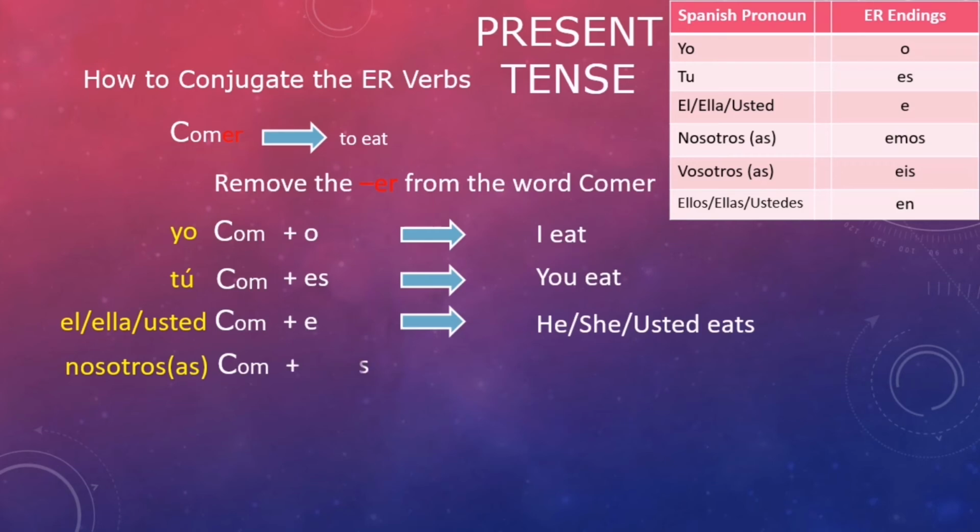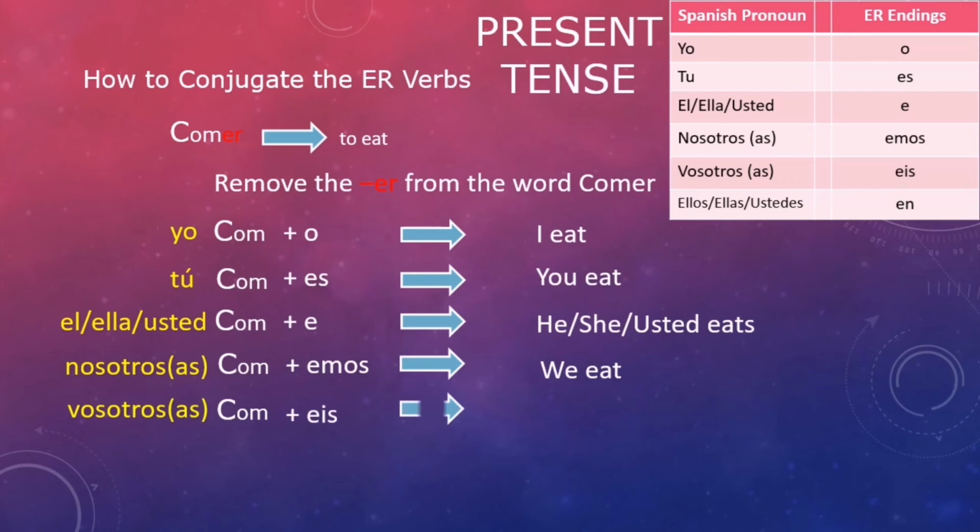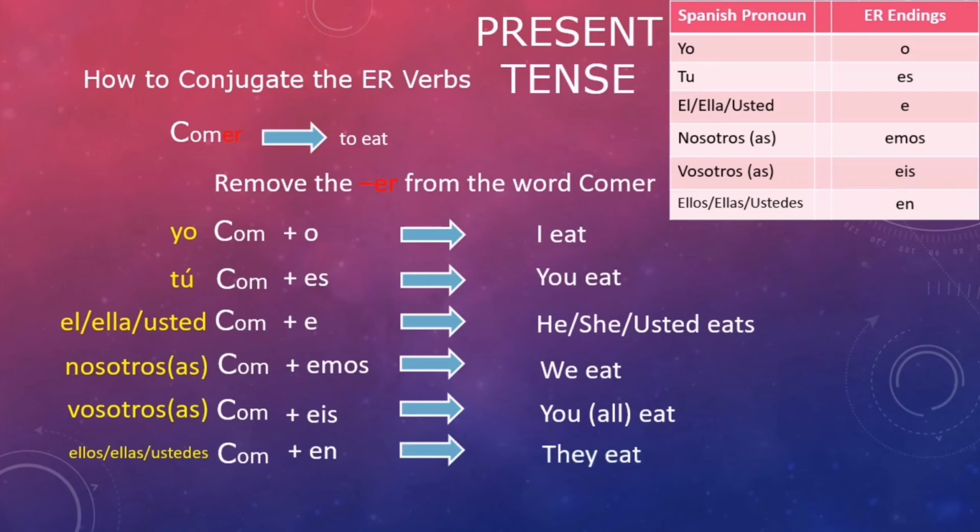Nosotros o nosotras comemos. We eat. Vosotros, vosotras coméis. You eat. Ellos, ellas, ustedes comen. They eat.